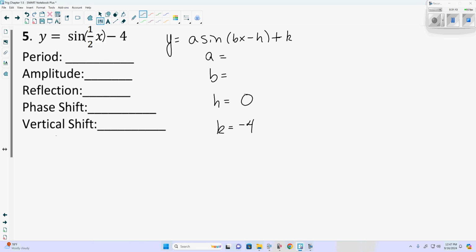The value b in our case is 1/2, and the value of a is 1. So amplitude, 1. Reflection is none. Phase shift left or right is none. But our vertical shift would be down 4. Since it's negative, it would be down.